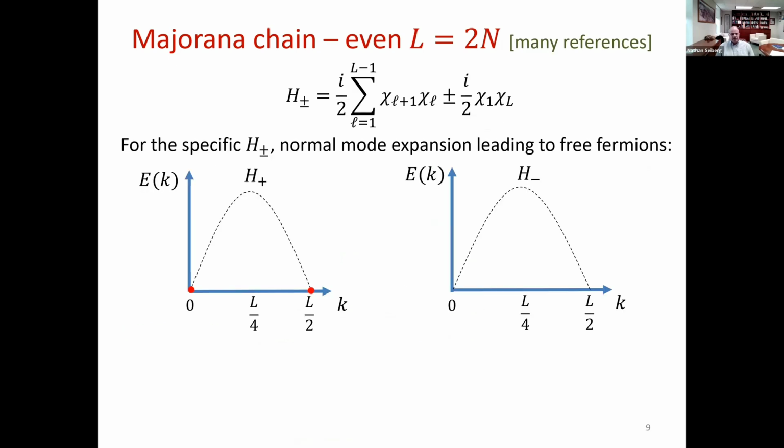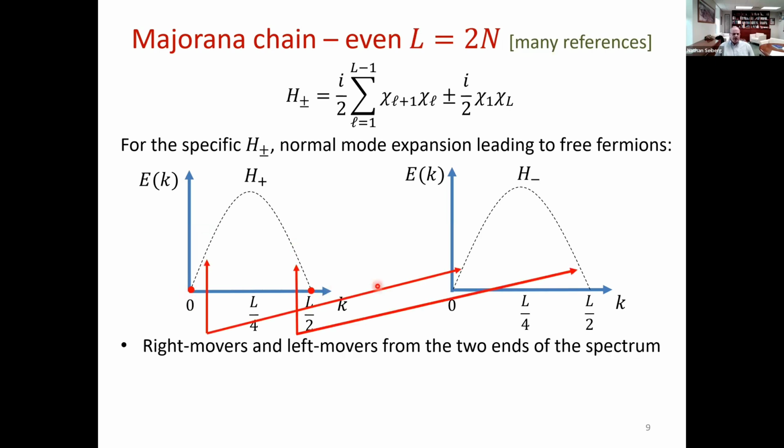In order to see that, let's take this specific example of H plus-minus, where we have either a plus sign here or a minus sign, and just solve the system and see how it works. Since the system is quadratic, we just go to momentum space, we diagonalize the Hamiltonian, and we find this dispersion relation. For H plus, it looks like that. For H minus, it looks very similar, except that for H minus we have half-integer momentum, and therefore there are no zero modes here and here. For H plus, there are zero modes here and here.